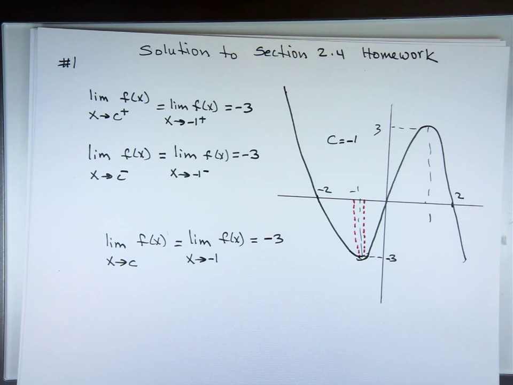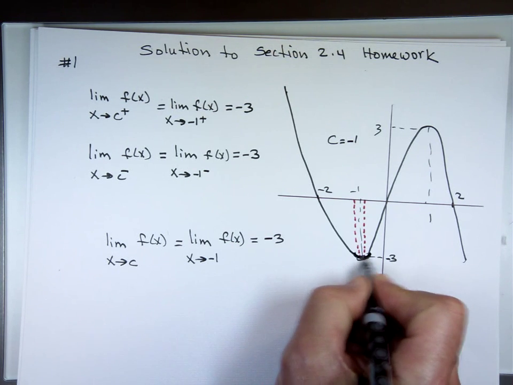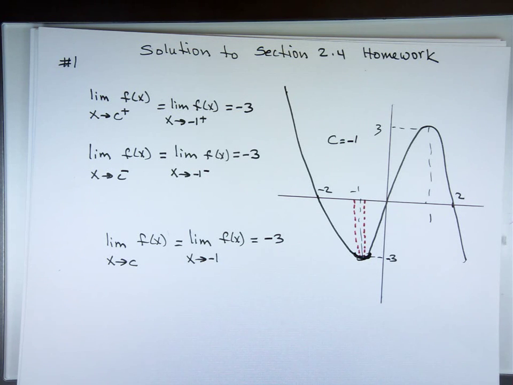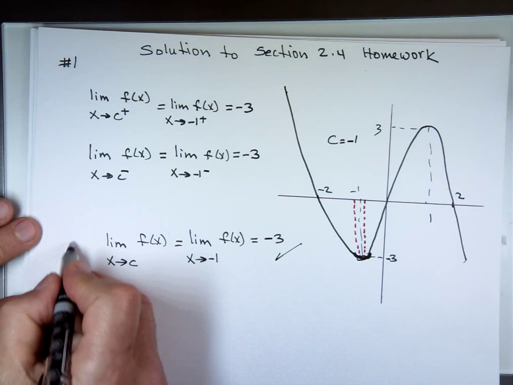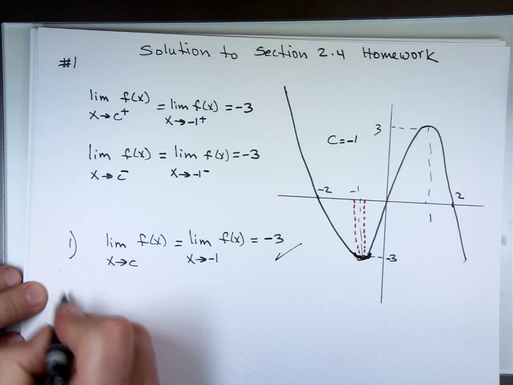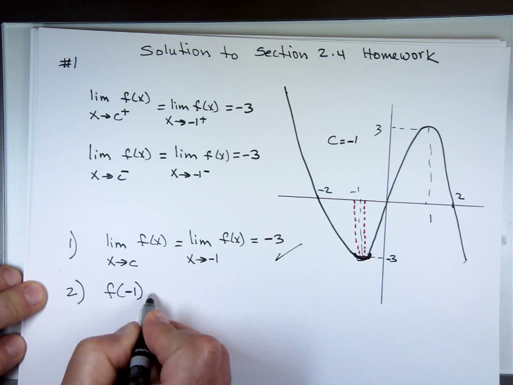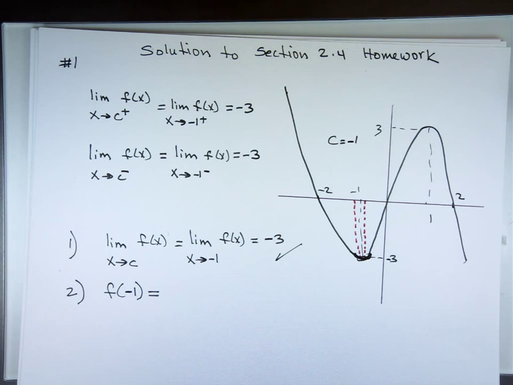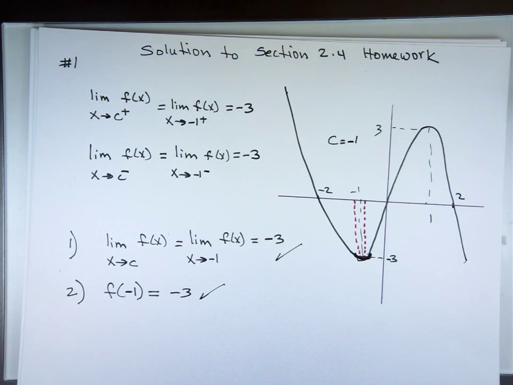It says, is this function continuous at x equals -1? Well, let's look at it. Do you have a limit at -1? Yes. What are the three conditions to be continuous? You must have a limit. We have one. The function must be defined at -1. What is the value of y when x is -1? -3. Condition number 2 is satisfied.